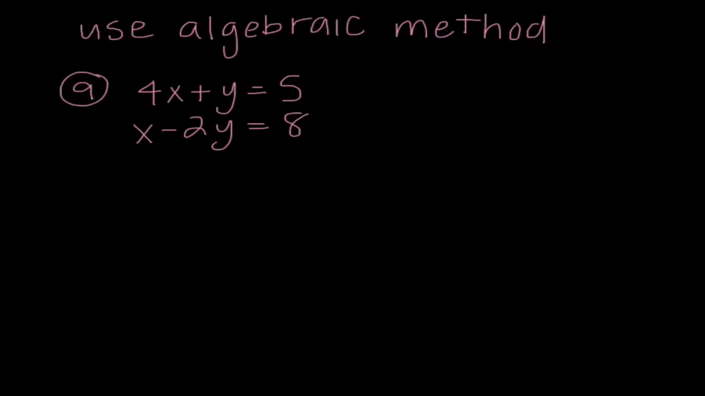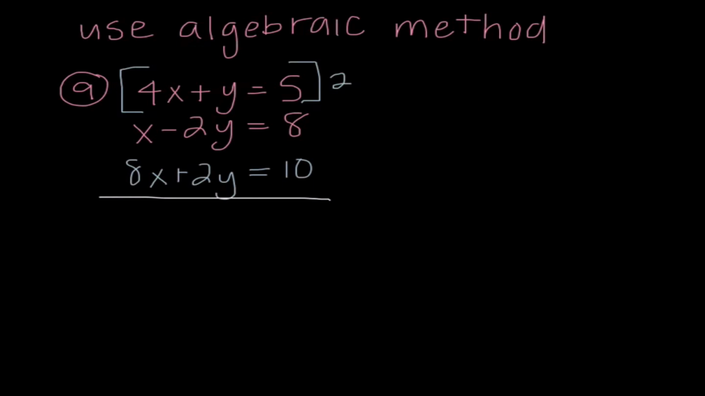Since we used substitution last time, I'm going to use linear combination on this problem. And in linear combination, remember my goal is to get my x's or my y's to cancel out. I'm going to choose to multiply this top equation by 2, and that is going to cancel out my y values. Okay, so when I add these together, I get 9x equals 18, so x is equal to 2.